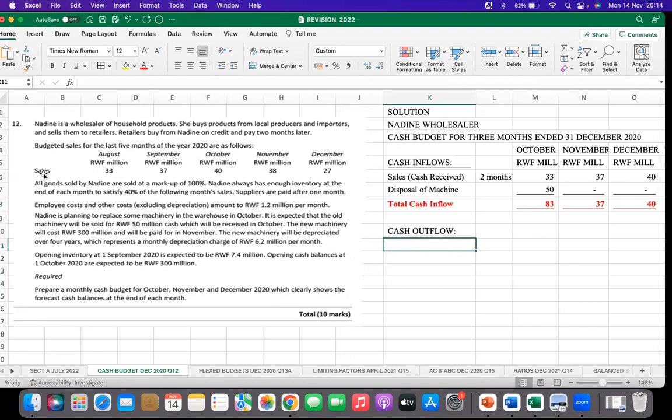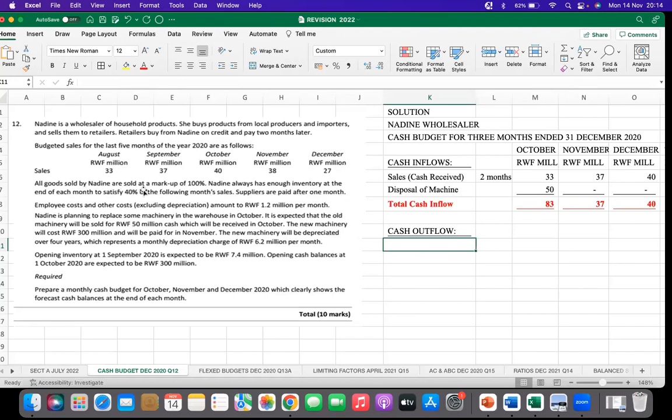Sales has already been posted here. You don't need to mark it up. You will see where the markup comes, not here, in sales. Is that okay? It is already sales. Now let's read what you are saying.